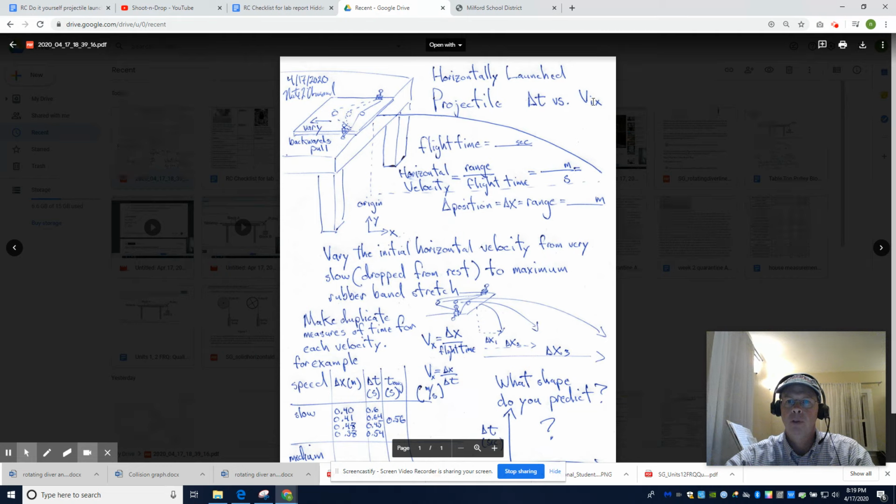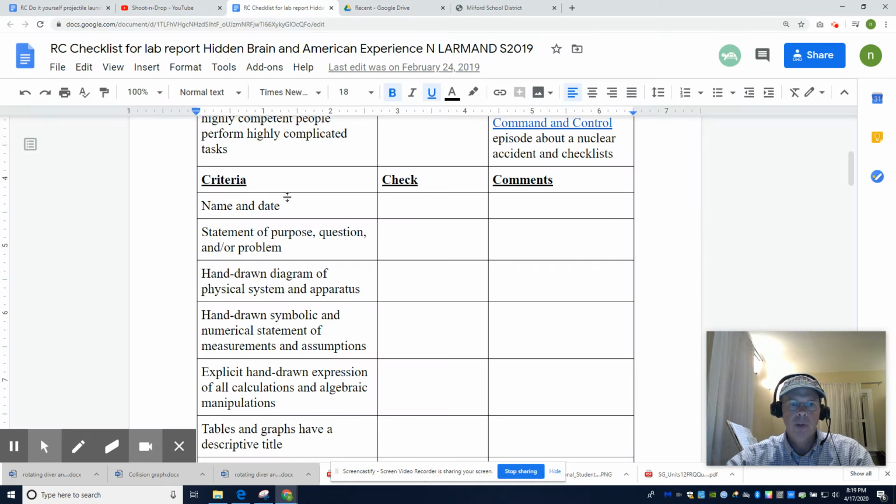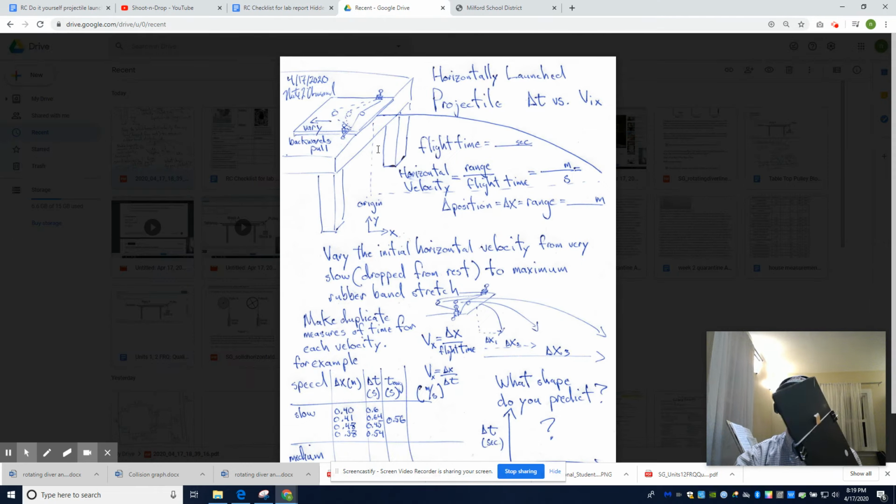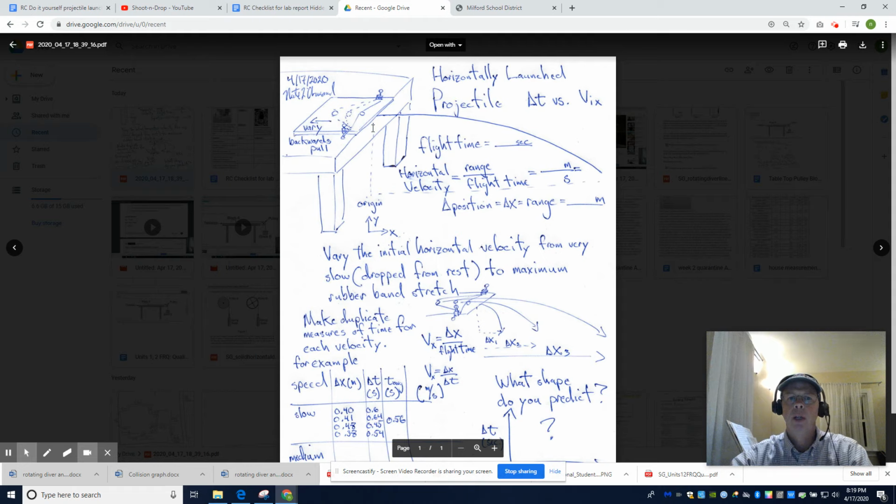All right, y is a function of x. So then what? After you state your question or your purpose or your problem, you hand draw a diagram of the physical system or the apparatus. And in this case, it's just my little projectile launcher. This thing: clipboard, couple clips, rubber band, and the tag. Put it on the edge of a desk, and you're going to fire it horizontally.